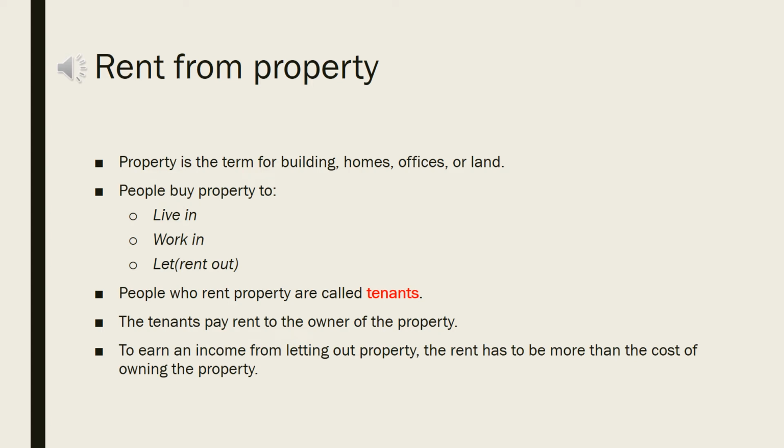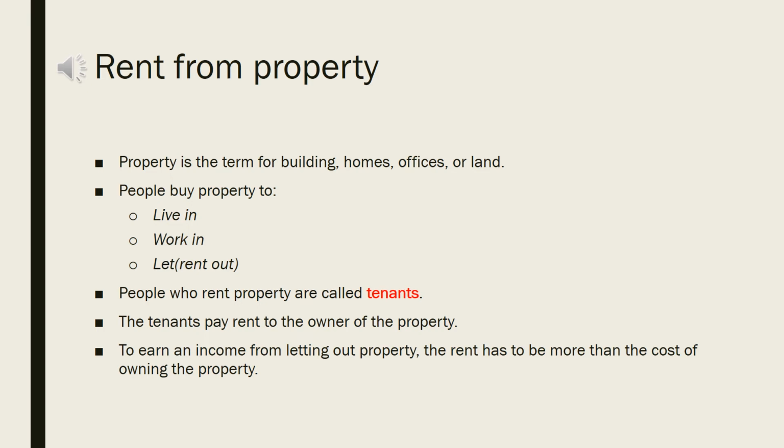Rent from property is also another form of income. Property is the term for buildings, homes, offices, or land. So in accounting terms, we refer to those things, buildings, homes, offices, or land, as property. So people buy property for different reasons.